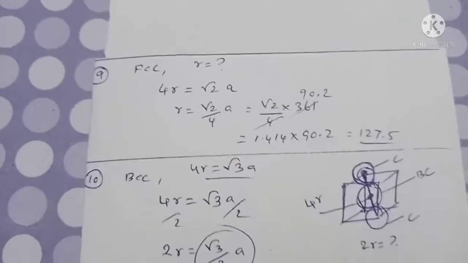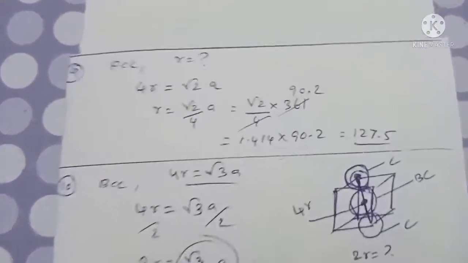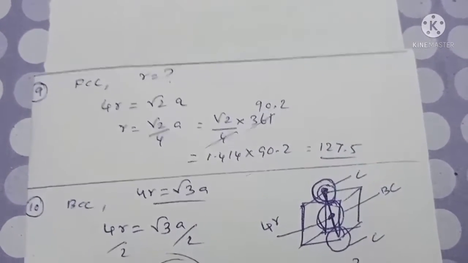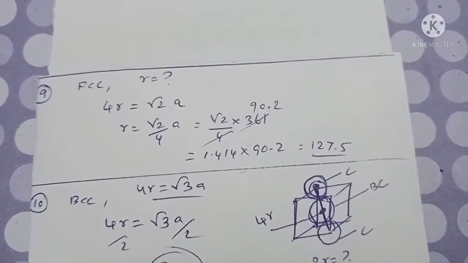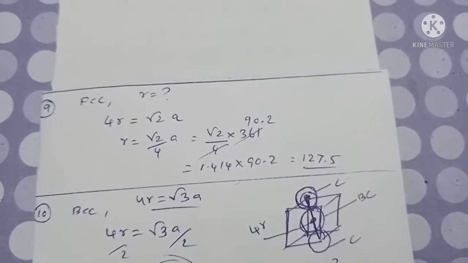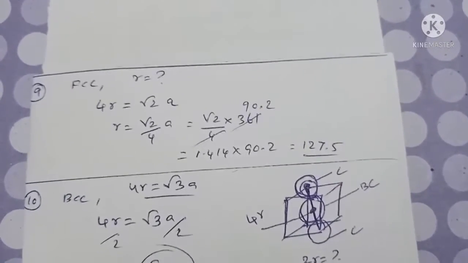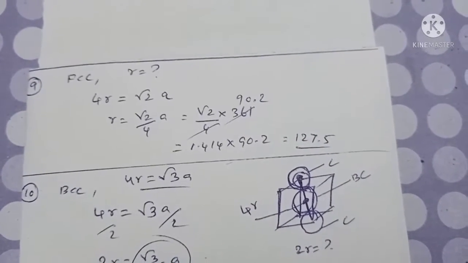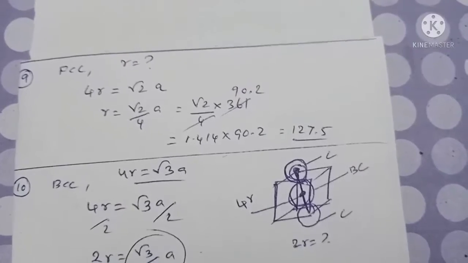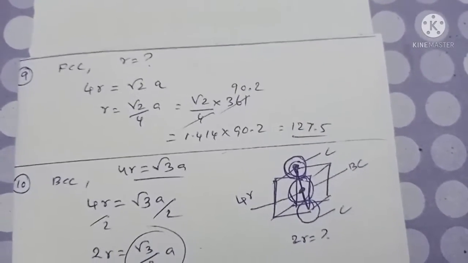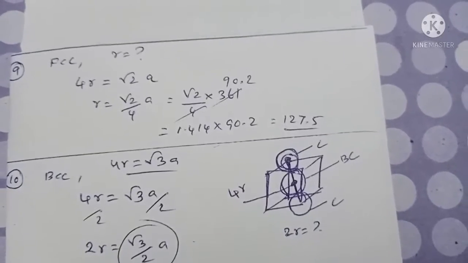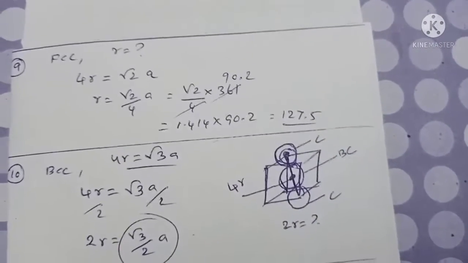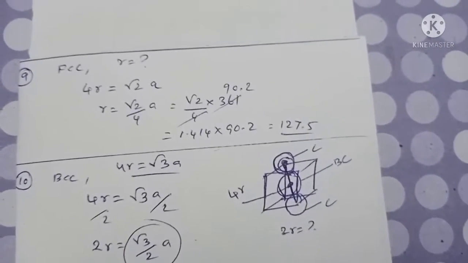We have already learned that for the FCC system, 4r is equal to root 2 a, isn't it? 4r is equal to root 2 a, right? So r is equal to root 2 a divided by 4. This is the formula for this question. So root 2 into the a value, which is given in the question as 361 picometer. I substitute that a value, divided by 4. I cancel 361 and 4, so I am getting 90.2. The value of root 2 is 1.414, isn't it? 1.414 into 90.2, so I am getting about 127.5. So that is the radius of this FCC crystal, isn't it?